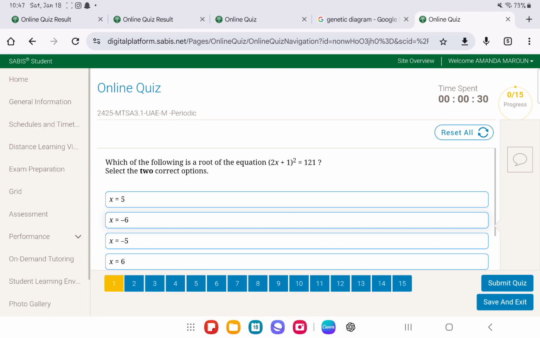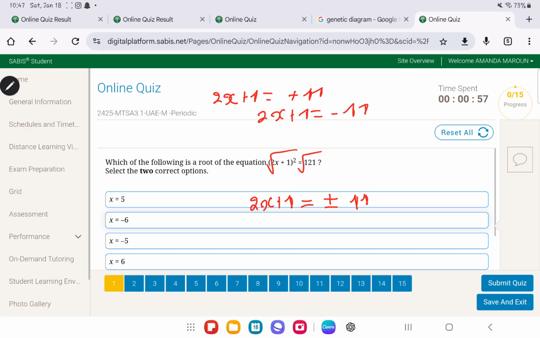Anyways, which of the following is a root of the equation? Now here you can do this in many different ways. Personally, my favorite way, which is a really easy way, is to do radical over here and radical over here. When you do that, you are gonna get 2x plus 1 is equal to what? Plus or minus 11. That means 2x plus 1 is equal to plus 11. 2x plus 1 is equal to minus 11.